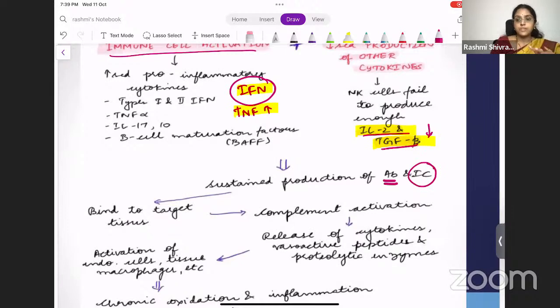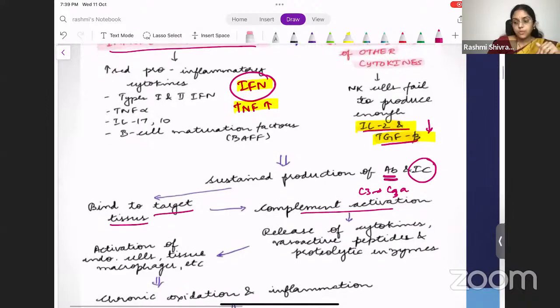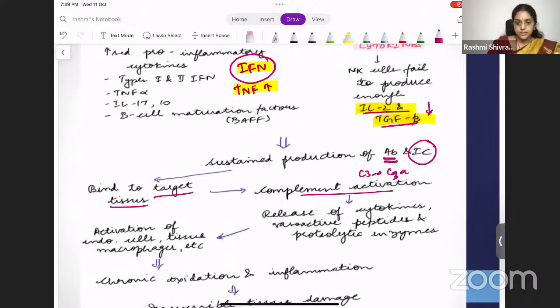Once the immune complexes are formed, they go and bind to the target tissues. Because of that, complement activation happens. C3 is getting converted to C3a. Because of that, again there is a cytokine release. Vasoactive peptides are released, proteolytic enzymes are also released. This goes and activates the endothelial cells, tissue macrophages, etc.